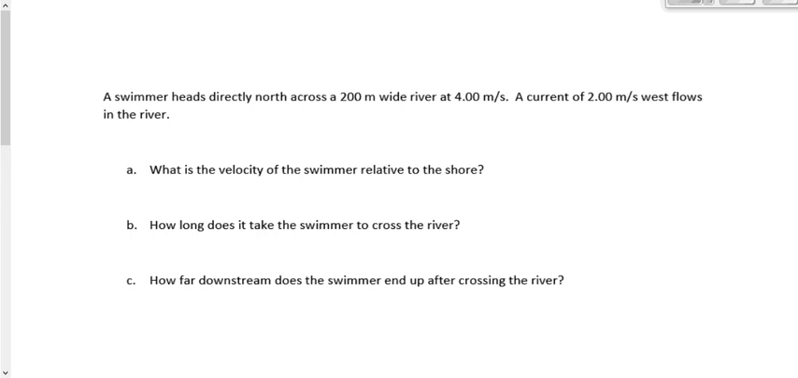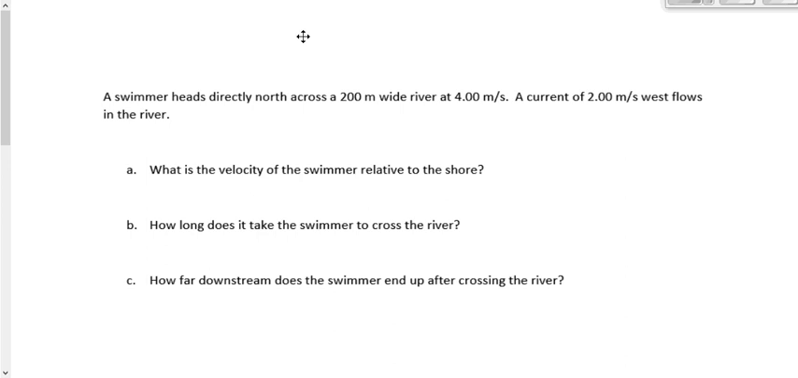All right, let's take a look at our little practice quiz in preparation for tomorrow's real quiz. It's going to look remarkably similar to the fake quiz that you see up on the board here right now. This one says a swimmer heads directly north across a 200-meter wide river at 4 meters per second, but there's a current, a river current, that's 2.00 meters per second to the west in the river.